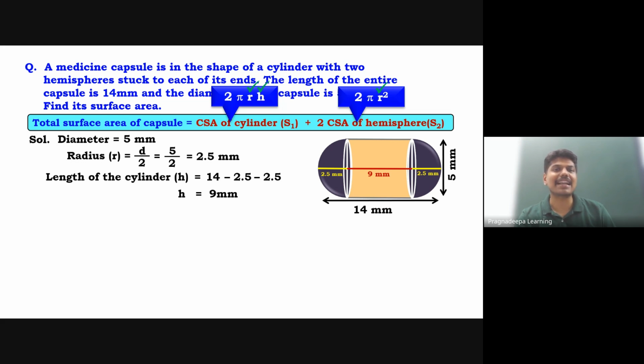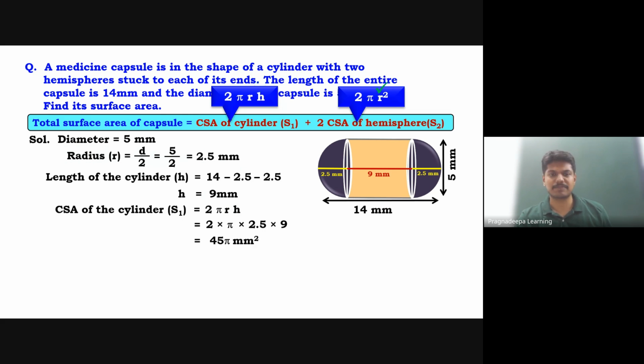So now I'll calculate the curved surface area of the cylinder and hemisphere separately, which is 2 pi RH. And I write it as 2 into pi into 2.5 into 9, which comes out to be 45 pi millimeter square. Students, intentionally I have not solved pi. I know that even in curved surface area I'll get pi, so I club those two.